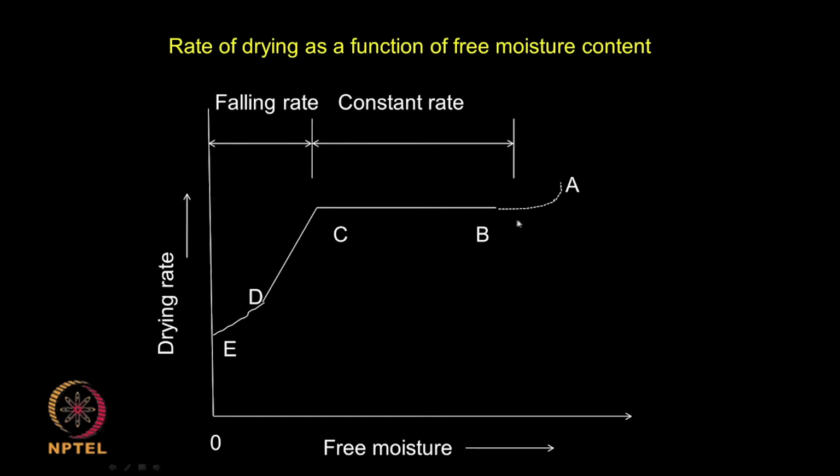Initially you have plenty of water on the surface, so water is evaporating fast, that is why you have constant drying rate. But once that has depleted, water that is present inside the solid, inside the capillaries, has to diffuse out to the surface and then dry, and that is called the falling rate. And finally you reach the equilibrium moisture content. Beyond that you cannot dry the material further. This is how it looks.